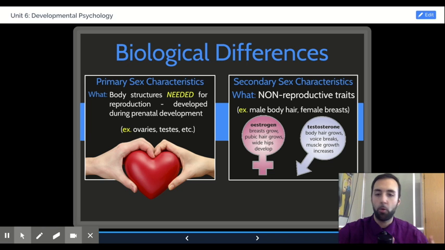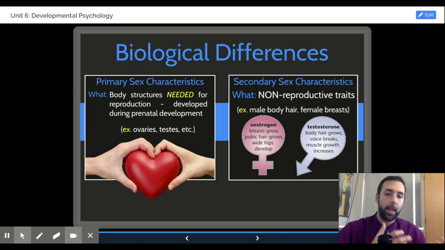So I'm talking about things like ovaries and testes, which are developed during prenatal development. So this is primarily one of the ways you can determine the gender of your child during pregnancy. But these body and anatomical structural differences are classified as primary sex characteristics. So anything that is explicitly necessary for reproduction is classified as a primary sex characteristic.